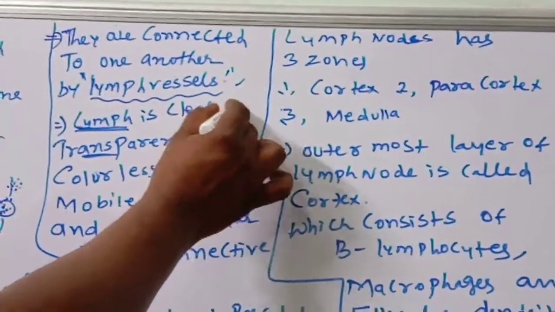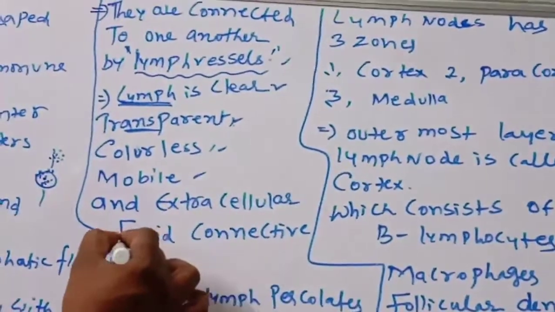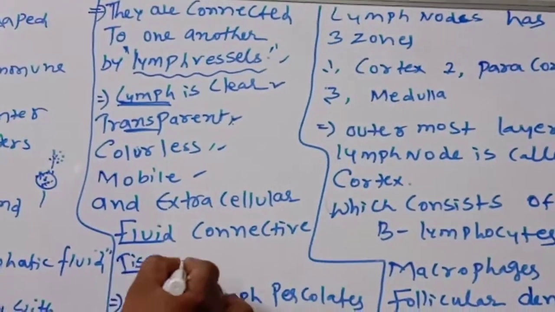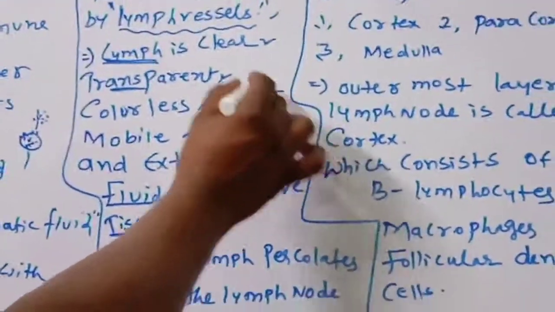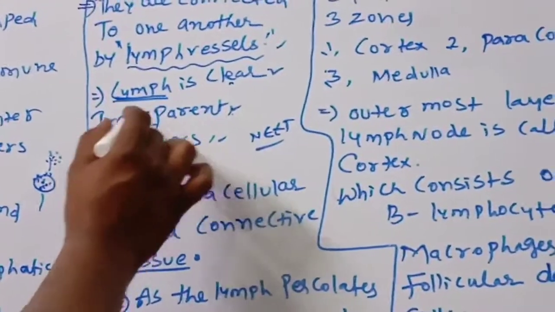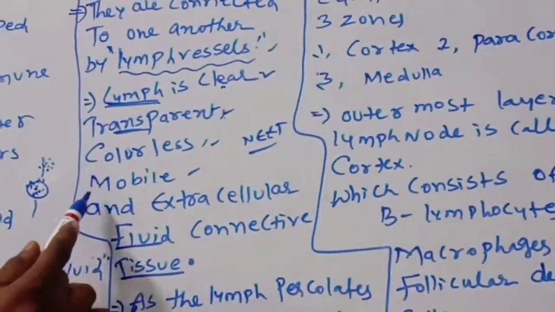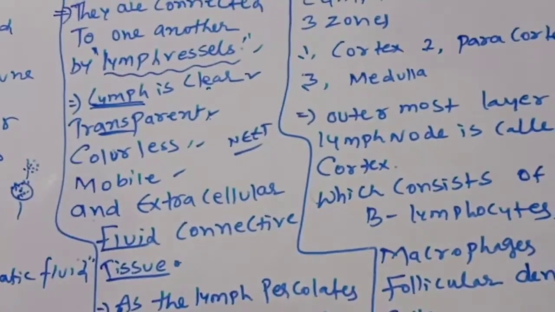First one: clear, transparent, colorless, mobile, and extracellular fluid connecting tissue. Very important bit. Lymph is clear, transparent, colorless, mobile, and extracellular fluid connecting tissue.